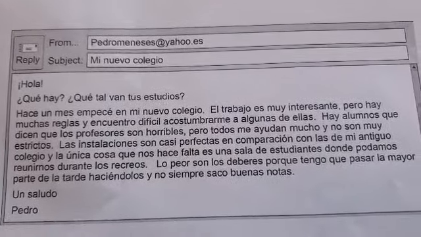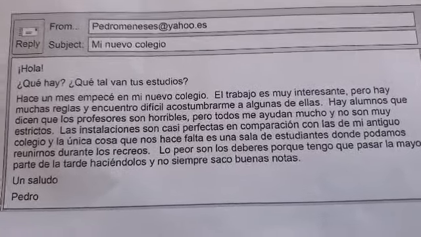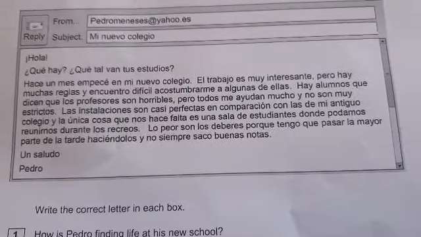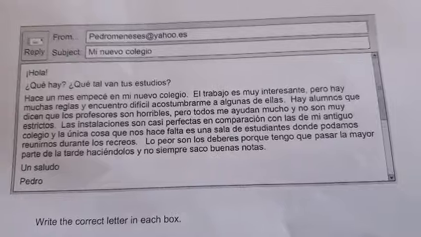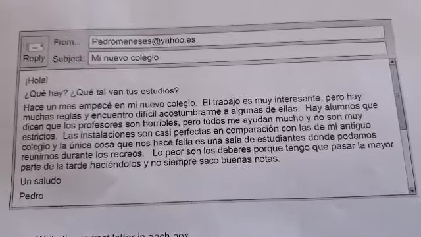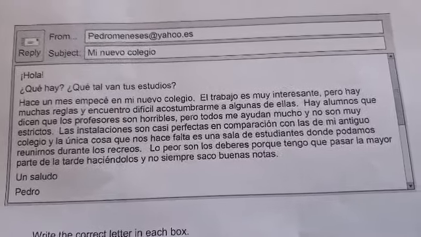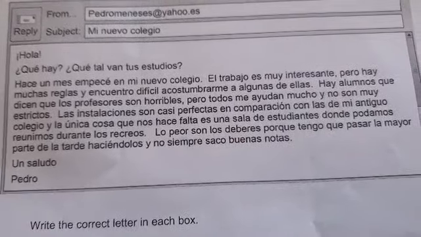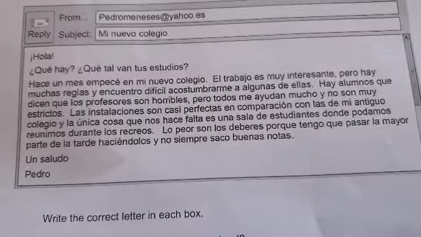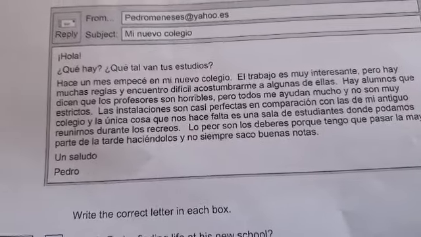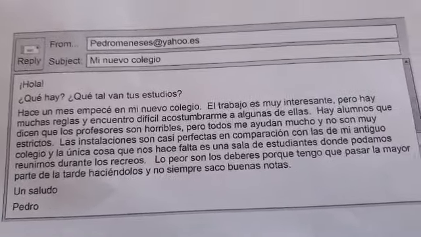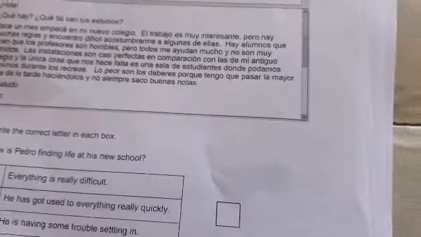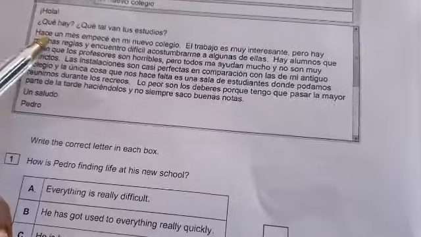Y la única cosa que nos hace falta es la sala de estudiantes donde podamos reunirnos durante los recreos. Lo peor son los deberes porque tengo que pasar la mayor parte de la tarde haciéndolos y no siempre saco buenas notas. Un saludo, Pedro.